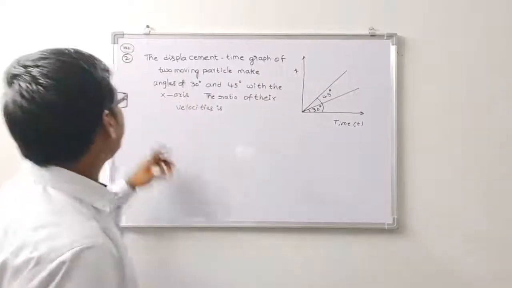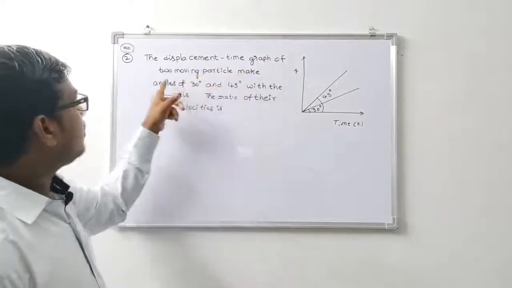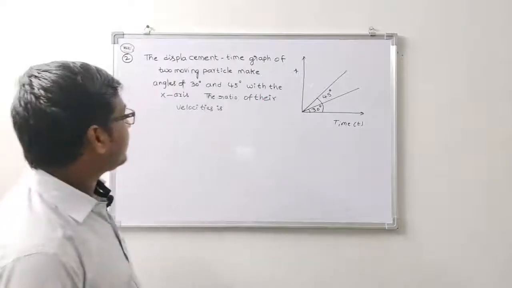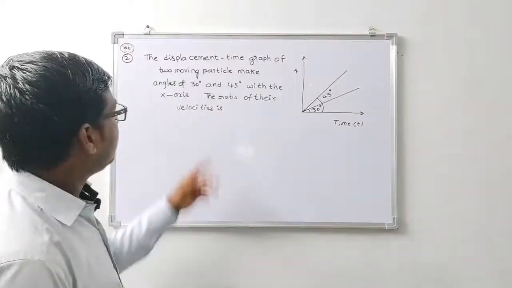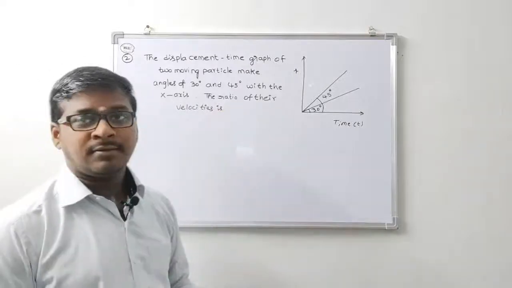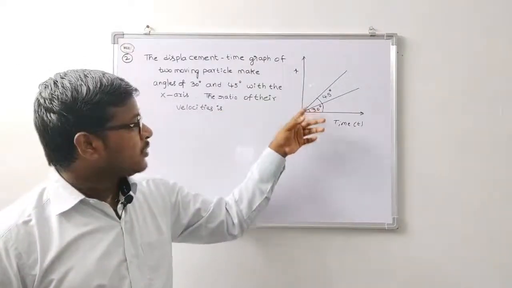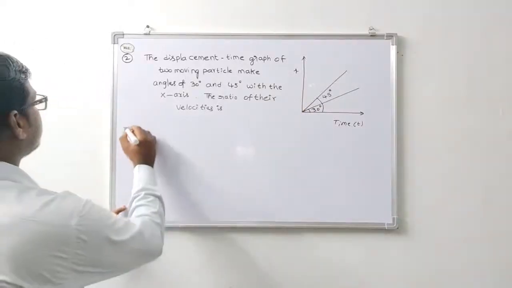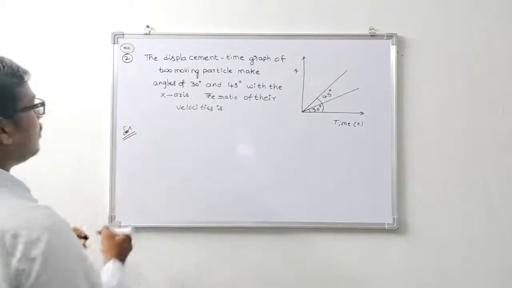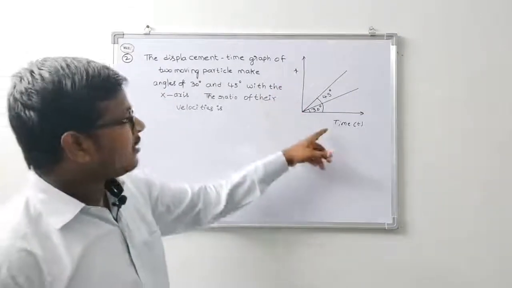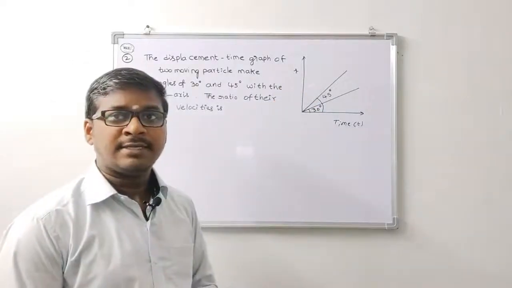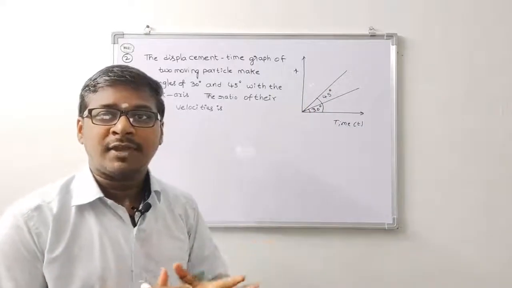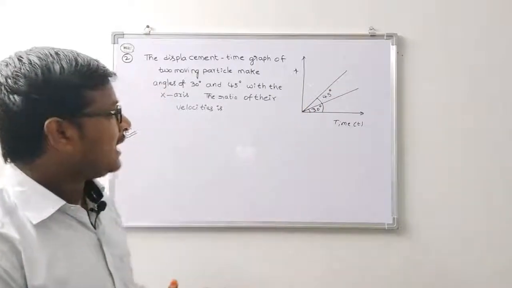Okay, in this second problem, the displacement time graphs of two moving particles make an angle of 30 degrees and 45 degrees with the x-axis. The ratio of their velocities is? In this problem, find out the ratio of these two velocities. Very simple problem. Okay, in this case, in the xt graph, the displacement time graph is a straight line. The slope of this line gives the velocity of a particle.